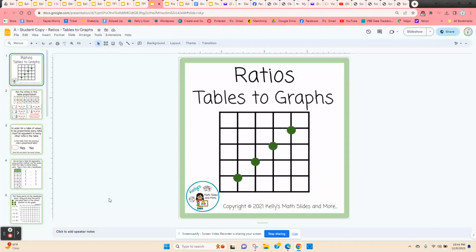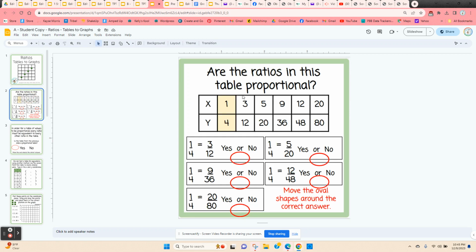Ratios, tables to graphs. This is a digital lesson, and it walks students through the steps of taking the values from a table and converting it to a graph. So it starts out with giving the students a table here, and they have to determine whether it's a proportional table. So they're going to take the first ratio here, 1 to 4, and they're going to compare it to each of the ratios on the table.